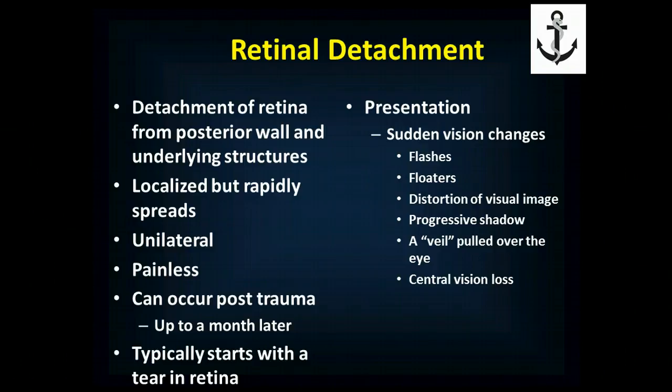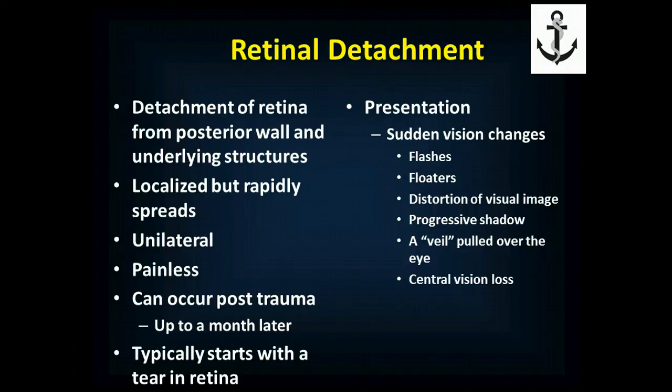Retinal detachment is something you need to be concerned about as well. This is basically detachment of the retina from the choroid, so it pulls off the wall and the underlying structure of the globe. And remember, that's the screen onto which all the light from the outside world is projected. So that's where vision essentially is processed.